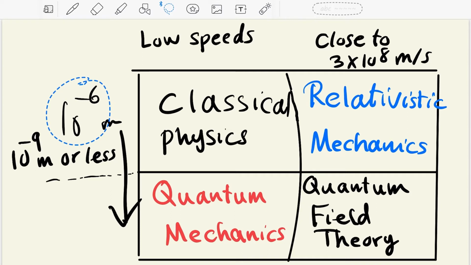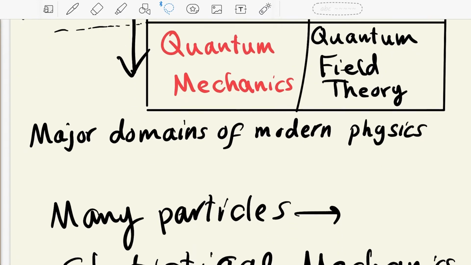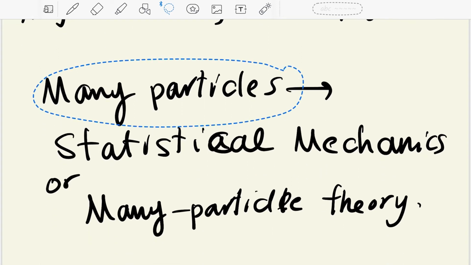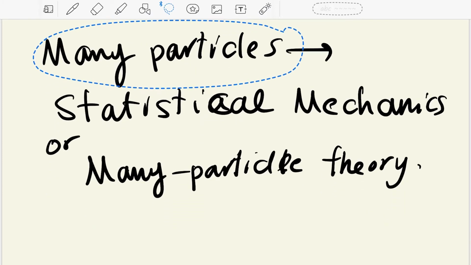The other thing I should highlight is that in this course we mostly deal with single particle and at most two particle systems. If we have many particles, in that case we should either use statistical mechanics or many particle theory. But in this course we mostly deal with single and two particle systems.